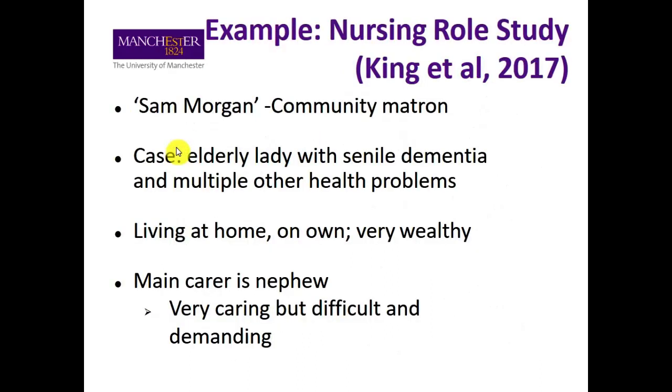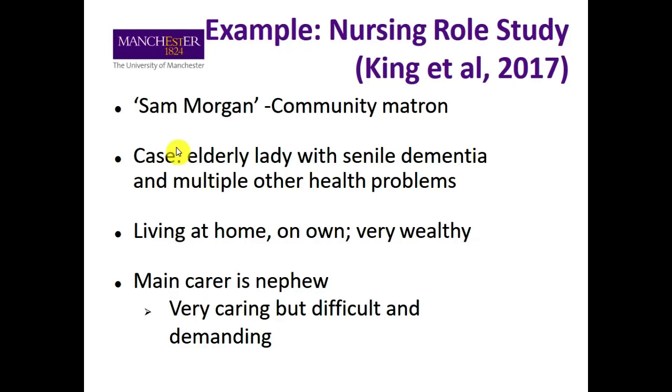So the example I'm going to talk to you about now is from a study that we did on nursing roles, which was published last year, and the example is from a lady we're going to call Sam Morgan. Sam Morgan is a community matron, and the case she's talking about is an elderly lady who's coming towards the end of life. She's having palliative and end-of-life care. Not got long to go. She's got senile dementia and multiple other health problems. She's living at home on her own, and she's very wealthy. Main carer is the nephew. He's really caring, but quite difficult and demanding.